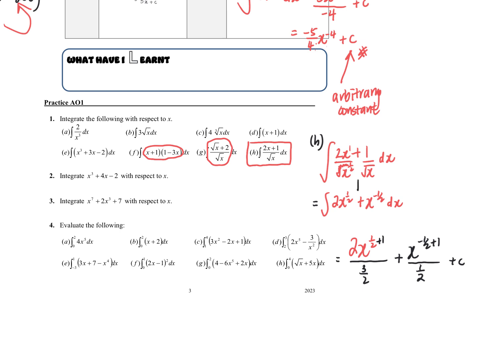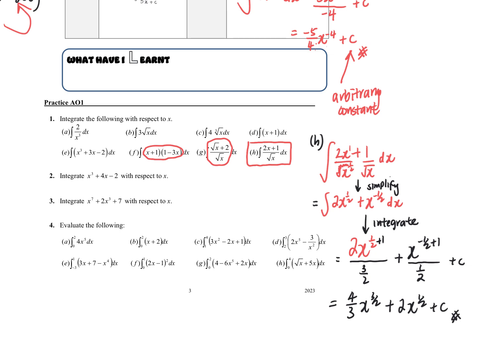So the first step is go and simplify first. Change it to power form. Okay, we haven't integrated. We just simplify first. The integration is here. So you end up having 4 over 3. That's all. Okay, then how to do part D?